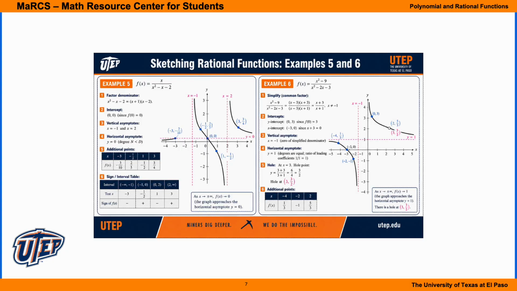f of 1 is equal to negative 1/2, which is negative. And f of 3 is equal to 3/4, which is positive. So now we can plot all of those points and connect them and have an accurate curve.